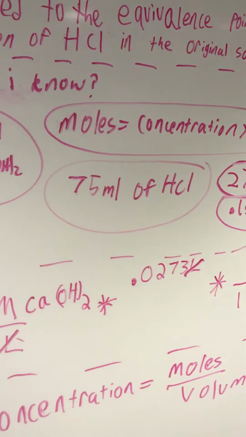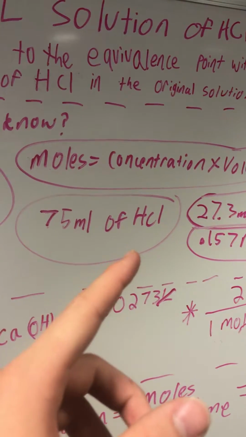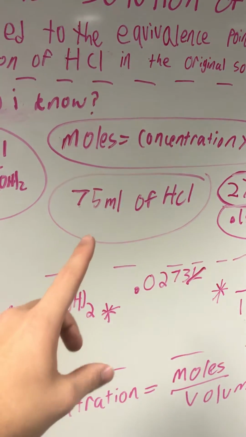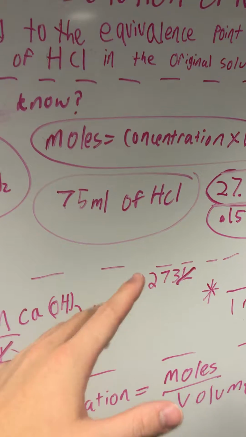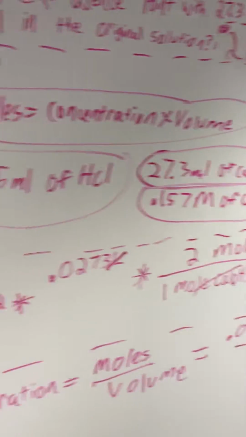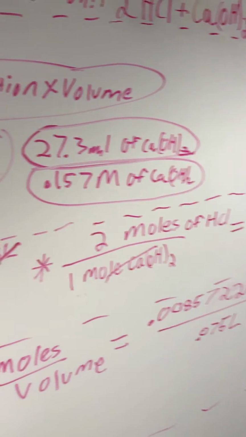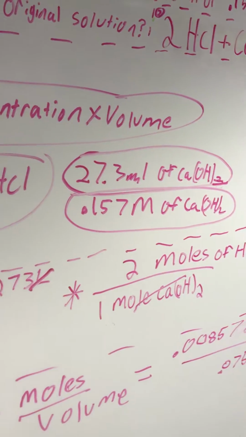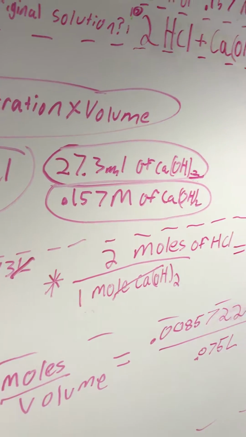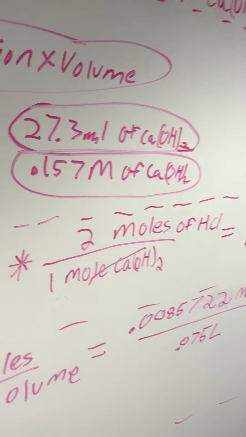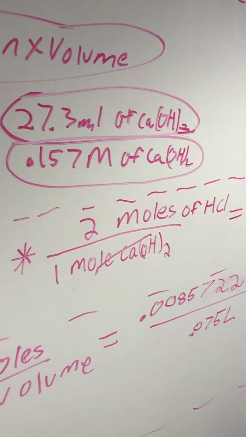We also know the volume of HCl. That is 75 milliliters. Now, be careful. A lot of people make mistakes here. They'll see 75 milliliters and just put it into the equation that way. That is false. It needs to be converted into liters. So, as stated over here, 0.075 liters. We also know the volume of the Ca(OH)2. Again, be super careful to change this into liters. That is 27.3 milliliters, or 0.0273 liters of Ca(OH)2. And finally, we know the molarity of the Ca(OH)2, which is 0.157 molarity.